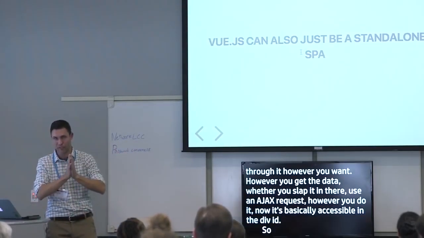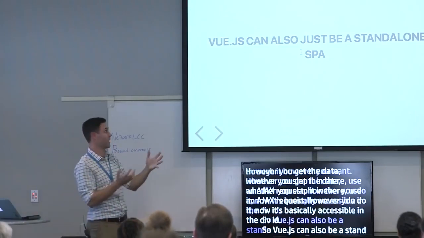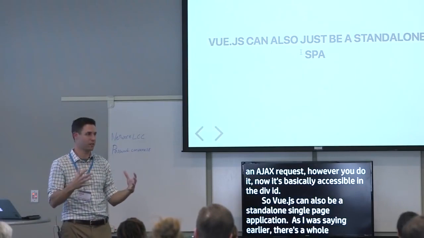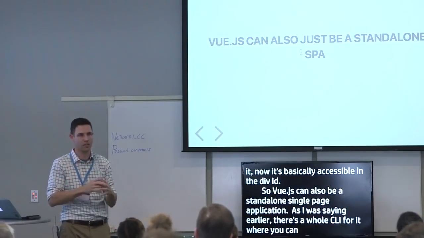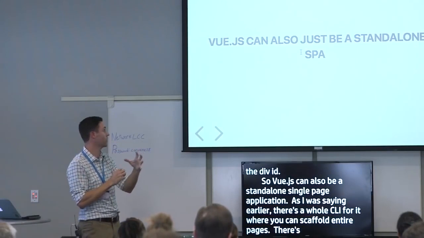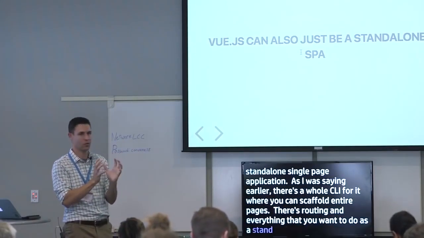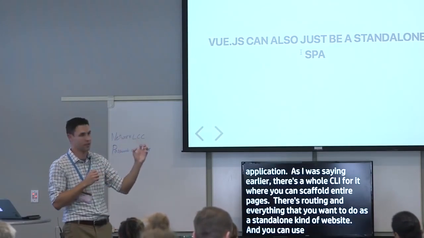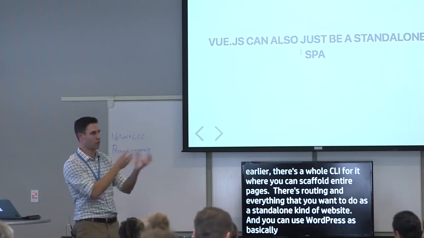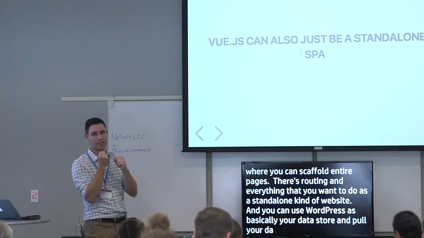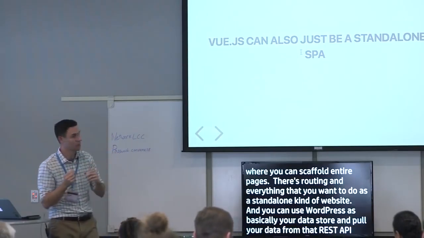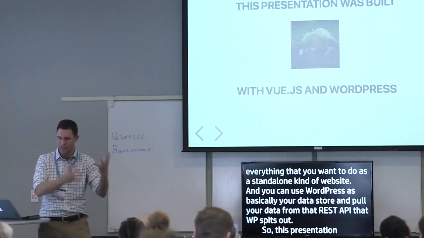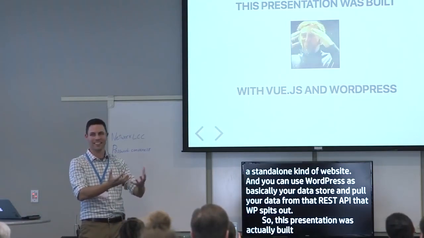Vue.js can also be a standalone single page application. As I was saying earlier, there's a whole CLI, a command line interface for it, where you can scaffold entire pages. There's routing, there's everything you want to do as a standalone website. And you can use WordPress as basically your data store and pull your data from the REST API that WordPress spits out. So this presentation is actually built exactly like that.